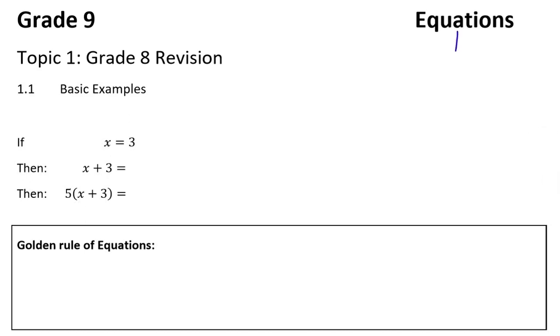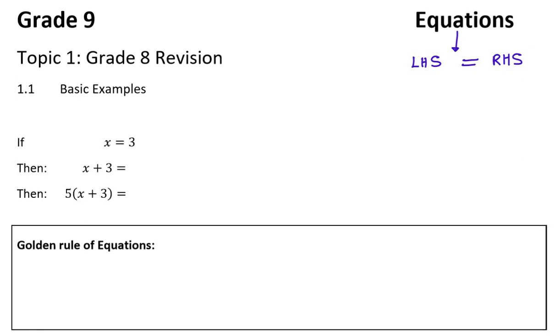So let's just quickly define what an equation is. An equation is when you have an algebraic expression on the left hand side and it's equal to an algebraic expression on the right hand side. And so basically the two expressions are equal to each other in value.